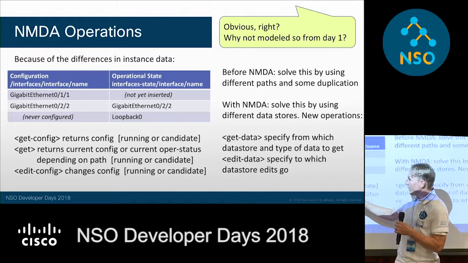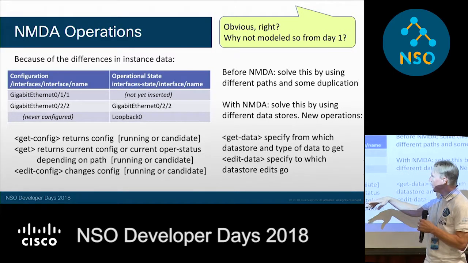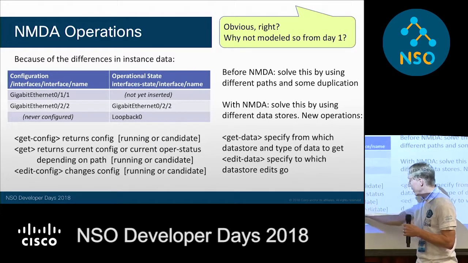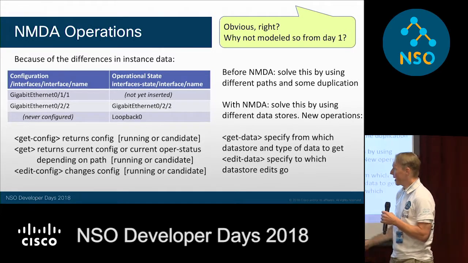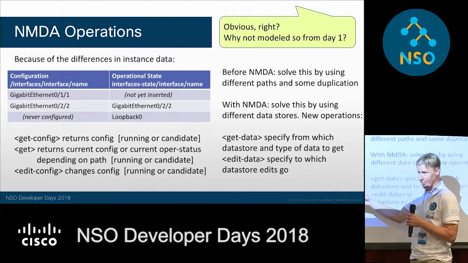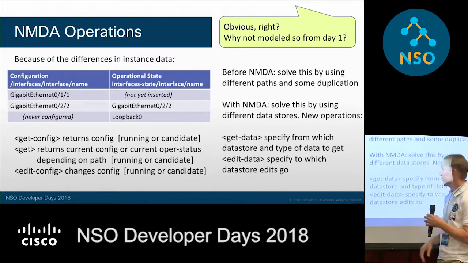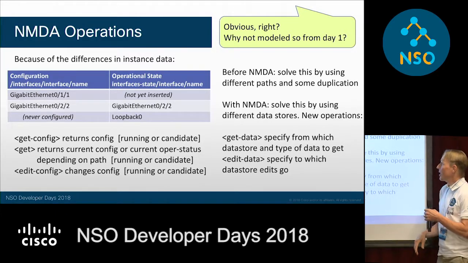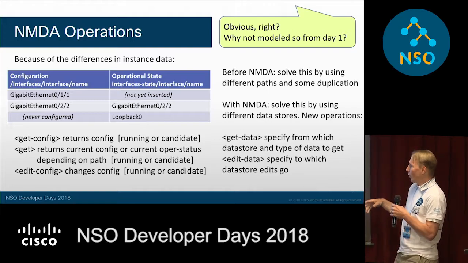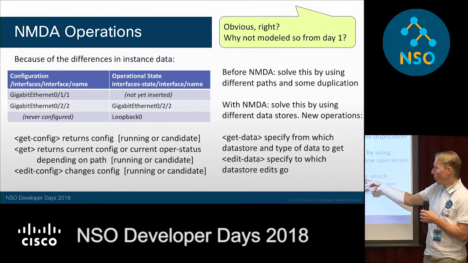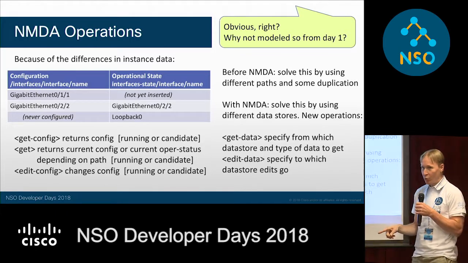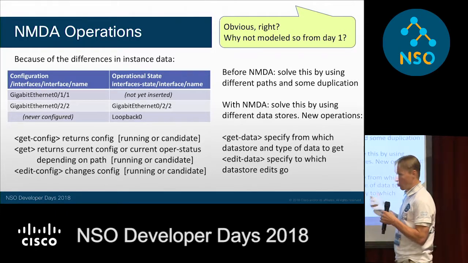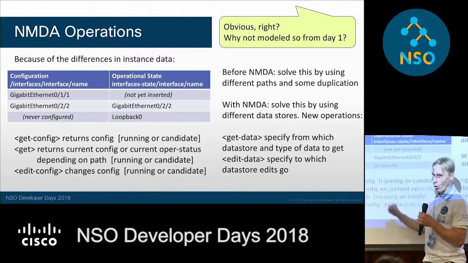So you have these basic operations, but they have two different data stores that they can apply to, running and candidate, really. Where get is sometimes also getting from the operational, depending on which leaf it is and where you ask for it and stuff. So now with NMDA instead, you are getting only get data and edit data, just two operations. And then as input to these two operations, you specify which data store you are reading. Are you reading the config store? Or are you reading the opera store?